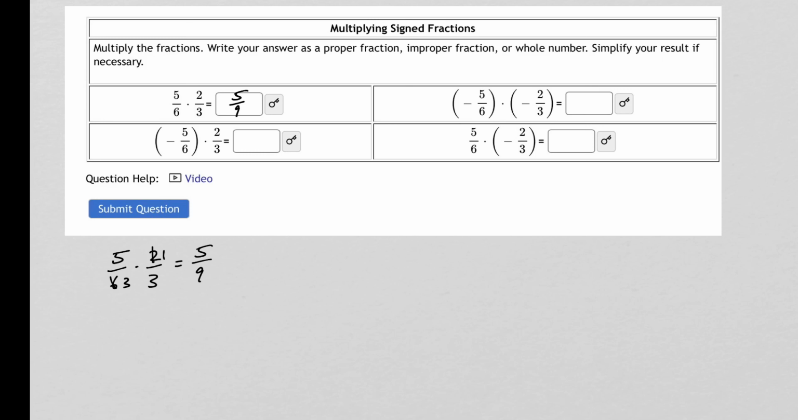Okay, I'll do the one right below it. So I have a negative 5/6 times 2/3. So we know, since we have a negative times a positive, our answer is going to be negative. Then we can ignore the negatives, right? We can just work with absolute values. So really now I'm just working with 5/6 times 2/3. Again, I can simplify it a little bit, right? This is 1, this is 3. So 5 times 1 is 5, 3 times 3 is 9. So this is going to be negative 5/9.